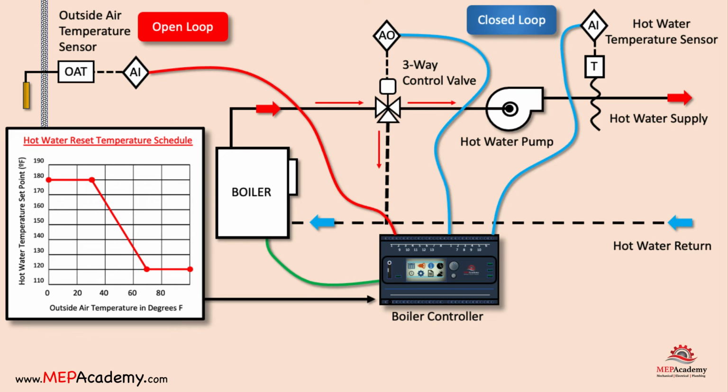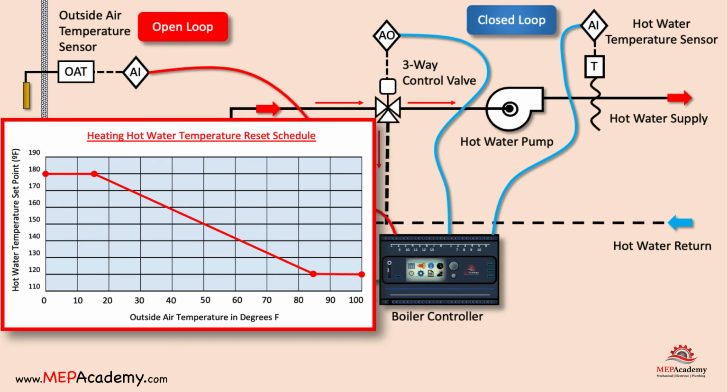As the outside air temperature changes, the controller adjusts the set point temperature of the boiler, and if required, will send a signal to the three-way hot water control valve to meet the current demand. This adjustment is based on the heating hot water reset schedule.